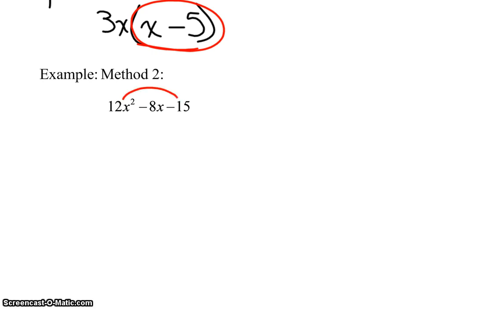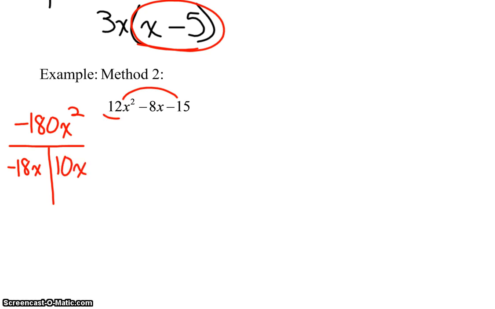My master product is negative 180x squared. So I'm looking for two numbers that multiply to negative 180x squared that add to a negative 8x. And that would be negative 18x and positive 10x. So I'm going to take the first term and my first factor that I came up with and write it out. That's 12x squared minus 18x.